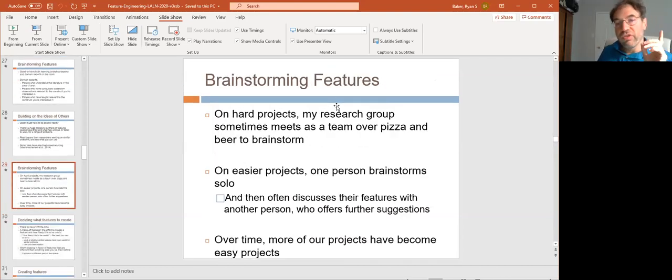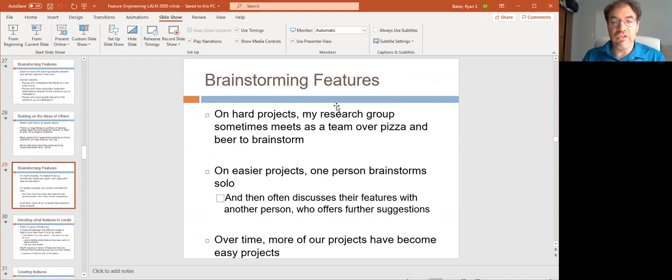On hard projects, my research group, as I mentioned a minute ago, meets sometimes as a team over pizza and beer to brainstorm. And obviously we're not doing that right now. But the days of pizza and beer will come back, and I've been ordering enough from my favorite Philadelphia pizzeria that they're still in business, and I've gained 20 pounds.